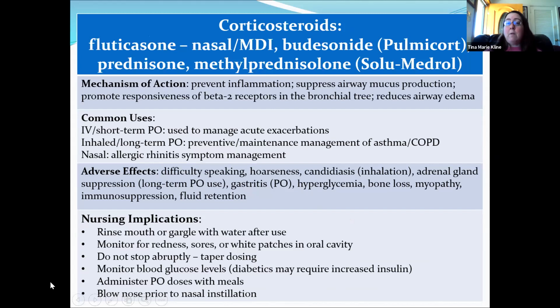Your corticosteroids, and I'm actually going to hit various ones here because, depending on why your patient's taking them, they can be given nasally, okay? They can be given via inhaler, so MDI, DPI, nebulizer, and then they can also be given PO or IV. So I want to get into that a little bit.